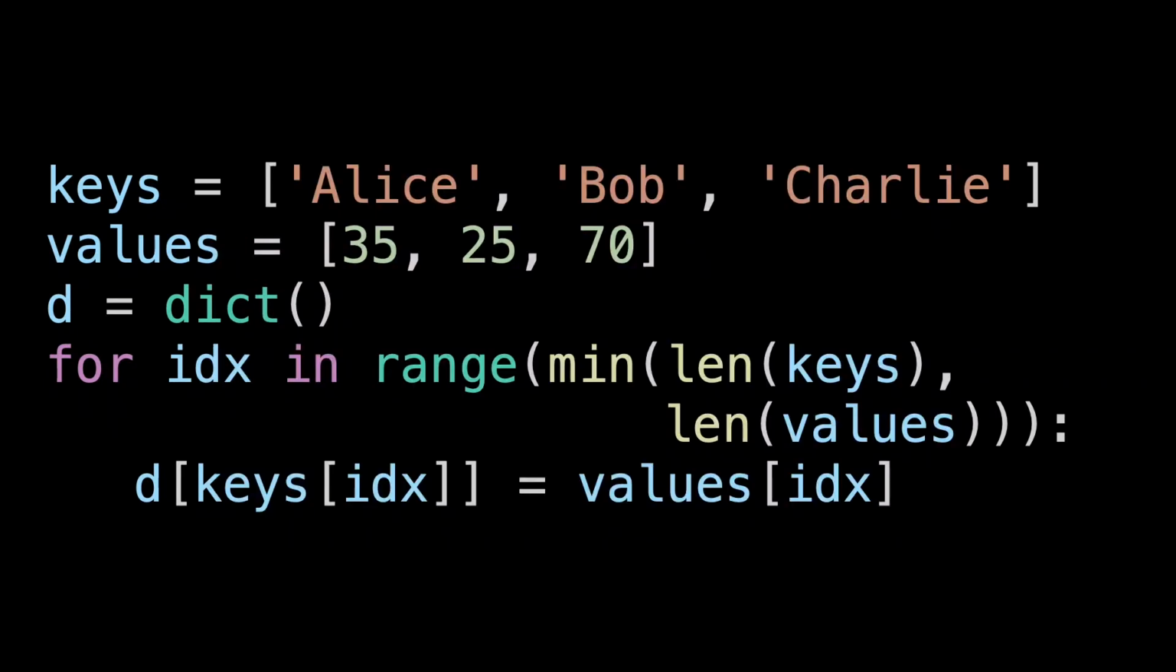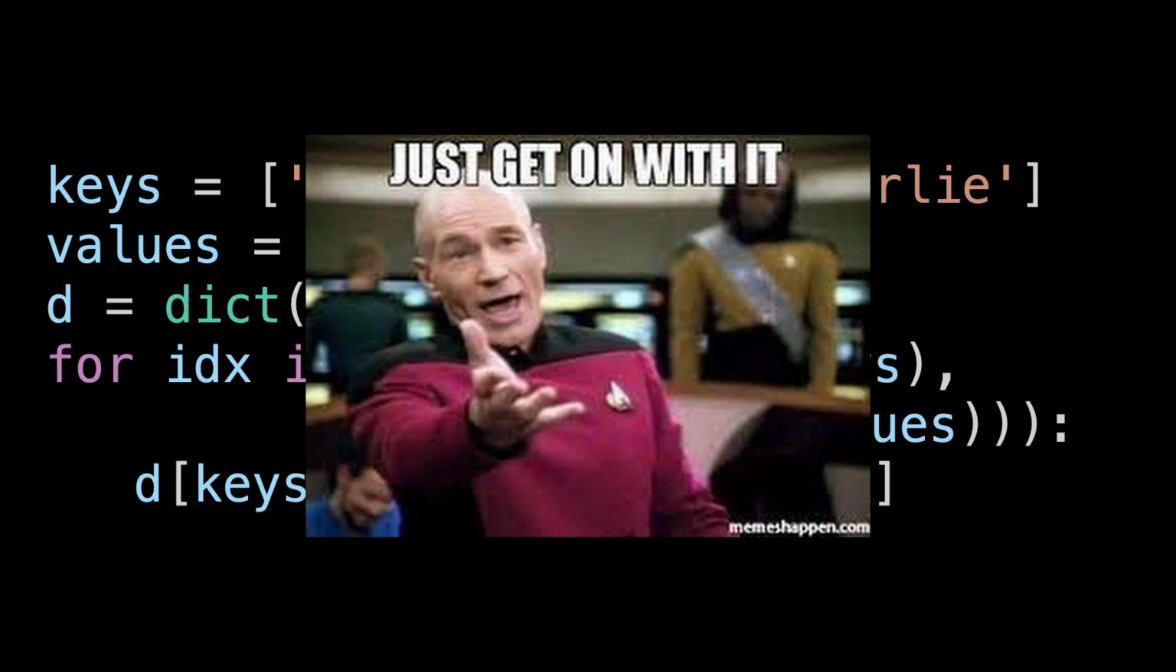If I'm doing indices, I need to use the min function to loop over the shorter of the lists, since I don't want to loop outside the bounds of one of the lists. Then inside the loop, I set keys of idx to be the dictionary's key and the value to be values of idx. At this point, I'm very tired of saying indices, so I think we can do a lot better.